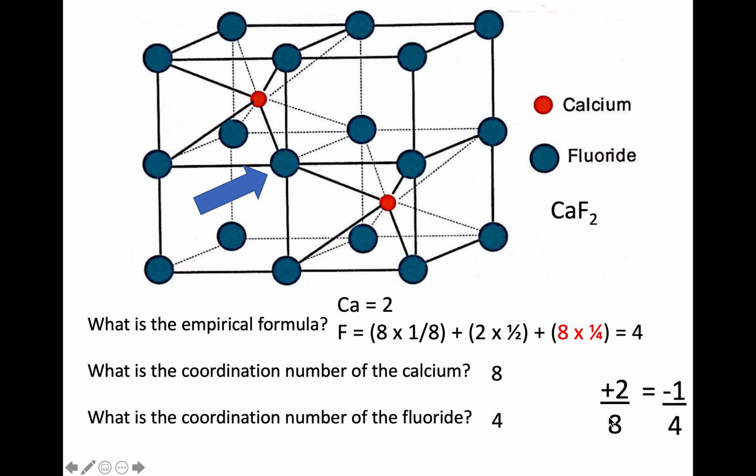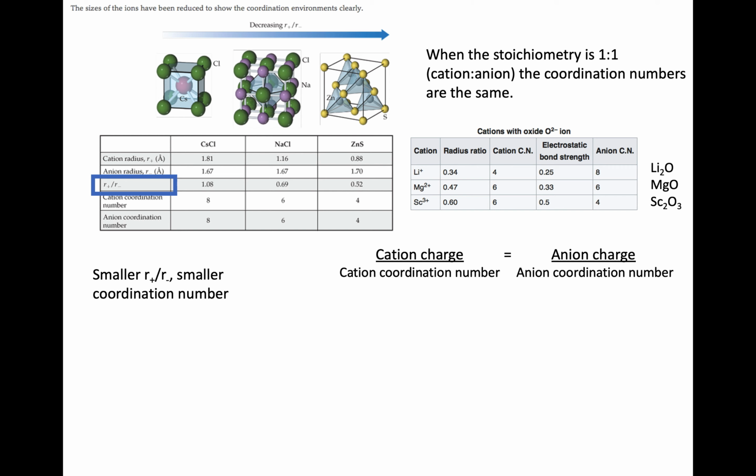Calcium's plus 2 with a coordination number of 8. The fluoride's minus 1. Its coordination number must be 4. And now if I want to sort of rationalize that, if I look back at this one right here, I see that it has 2 within this unit cell, and it would have 2 within the neighboring one. That's how it ends up with the coordination number of 4. It's all fitting together.